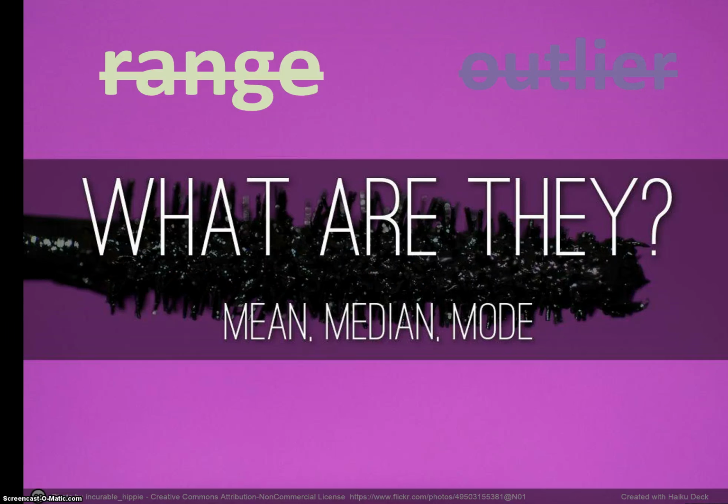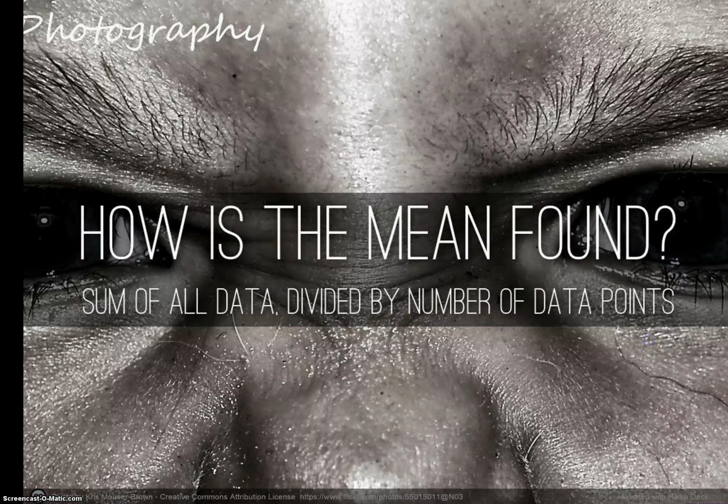They are not the range. It's not the outlier. They are the measures that are revolving around the center of the data. So they include mean, median, and mode. So if you're asked to find which measure of central tendency best describes a data set, your answer will be one of the three: mean, median, or mode, not range or outlier. So let's review what these are.